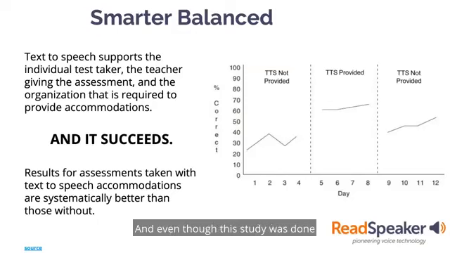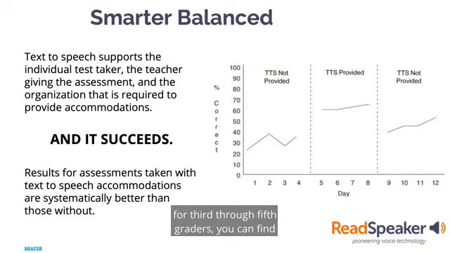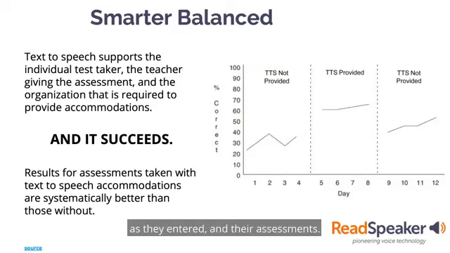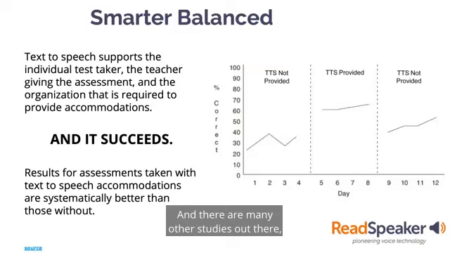And even though this study was done for 3rd through 5th graders, you can find similar studies where we tracked 9th graders as they entered and their assessments. And there are many other studies out there. Text-to-speech is essential for bimodal learning.